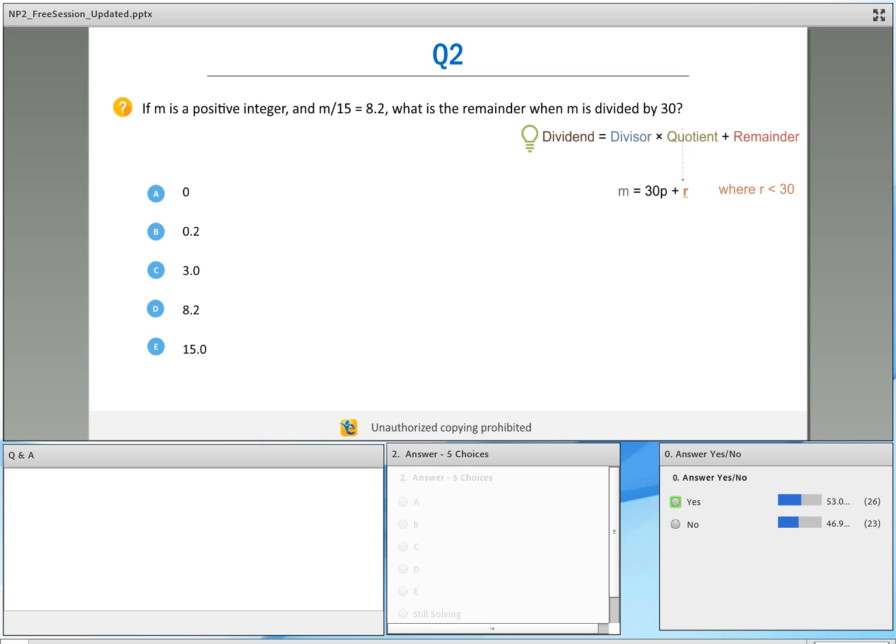So again, the same concept that we are showing. Look at the question statement. It says, what is the remainder when m is divided by 30? Which means we need to express m in the form of 30p plus r. How many of you understand this concept? That you need to express m in terms of 30p plus r.